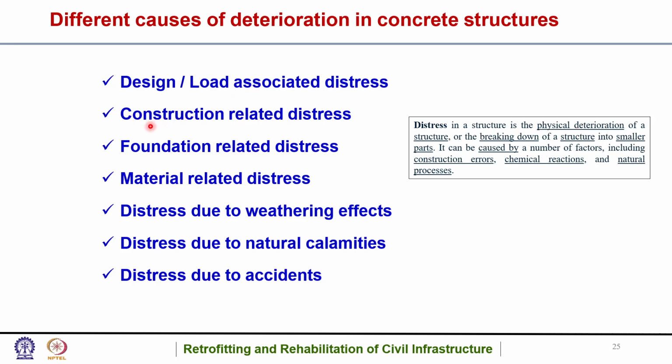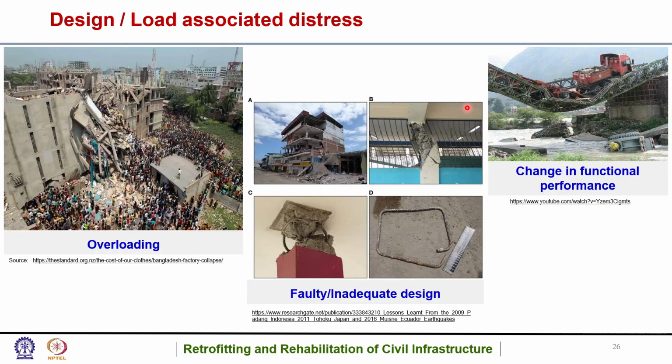Second is the construction related distress. Third is foundation related distress. Fourth is material related distress. Fifth is distress due to weathering effects. Sixth is distress due to natural calamities. Seventh is distress due to accidents. So these are some of the causes of deterioration in concrete structures.